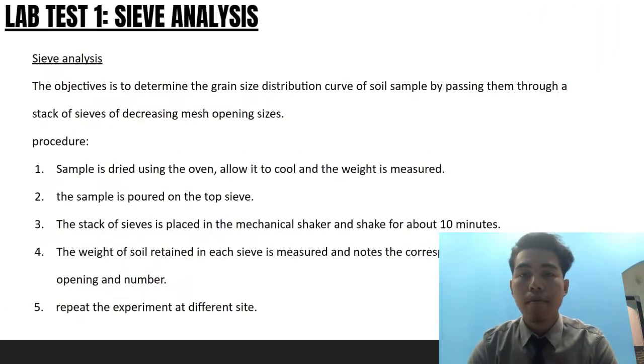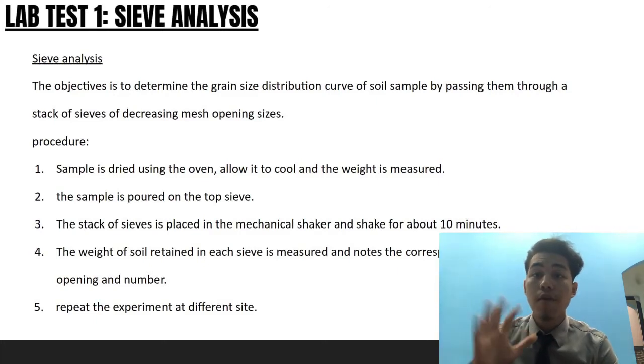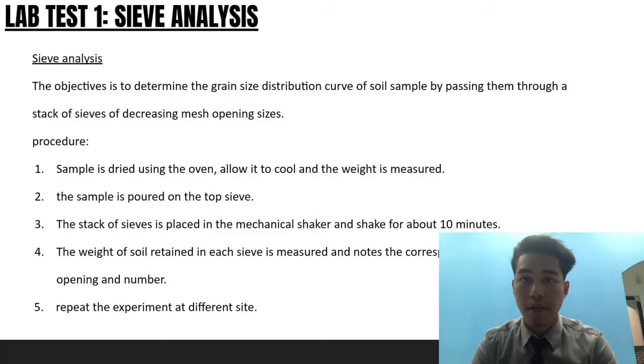Hello, today I want to talk to you about the lab tests that we do. The first lab test that we do is sieve analysis. The objective of sieve analysis is to determine the grain size distribution curve of a soil sample by passing it through a stack of sieves of decreasing mesh opening size. There are 5 procedures in this experiment.